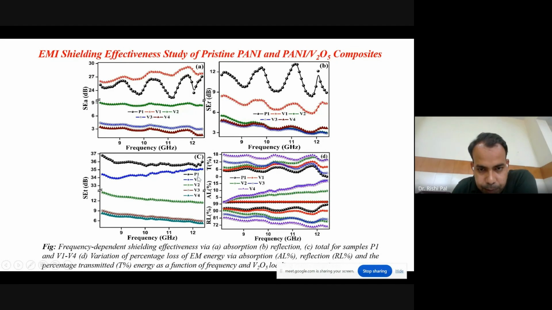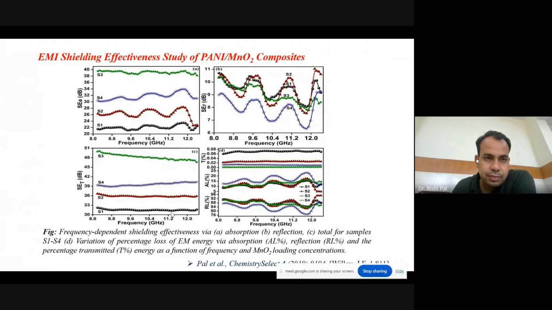Here we can see the P1 sample is pure polyaniline. After that, we introduced V2O5 nanoparticles in the polyaniline matrix. We can see the shielding effectiveness is decreasing. This is because, as I told, it is not a magnetic material and not an electrically conducting material, so shielding effectiveness decreases. But a similar investigation took place in polyaniline and MnO2 nanocomposite material.